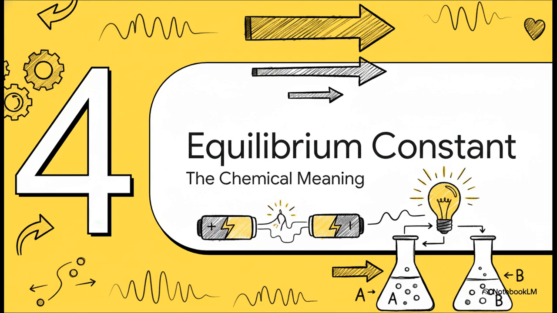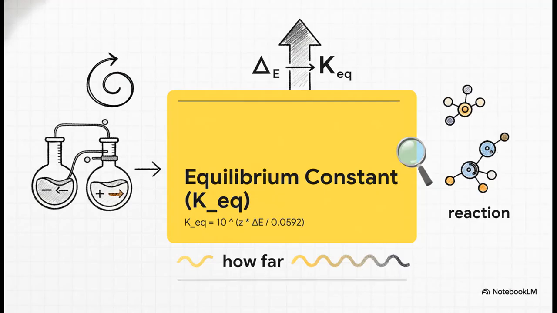Okay, 1.14 volts. Cool number. But so what? What does that number really tell us about the chemistry that's happening inside? We know a positive voltage means the reaction happens spontaneously, but how spontaneous is it? To answer that, we connect our electrical world to the world of pure chemistry using something called the equilibrium constant. This final formula is basically our universal translator. It's an amazing little equation that lets us take that cell potential we just found, that delta E, and convert it directly into the equilibrium constant, or KEQ. And KEQ tells us just how much the reaction wants to go to completion.